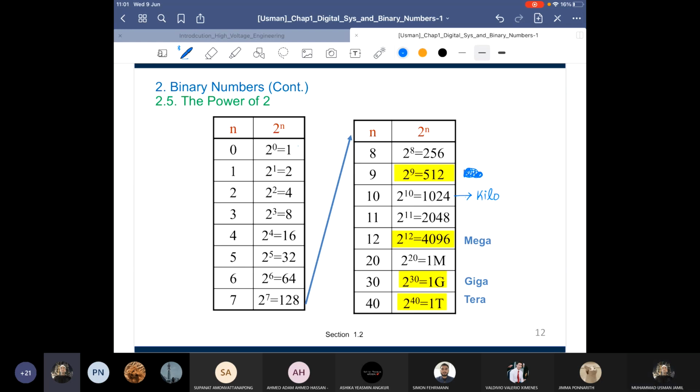And then this one is not mega. This one is mega. And then this one is giga. And this one is 1 tera. So 1 tera means 2 power 40, okay? And when we say 1 giga, it means 2 power 30. And when we say 1 mega, it means 2 power 20. So this is for the base system, the conversion system.